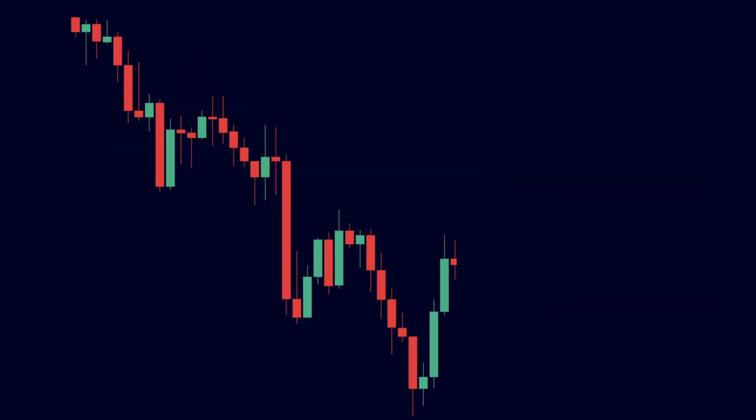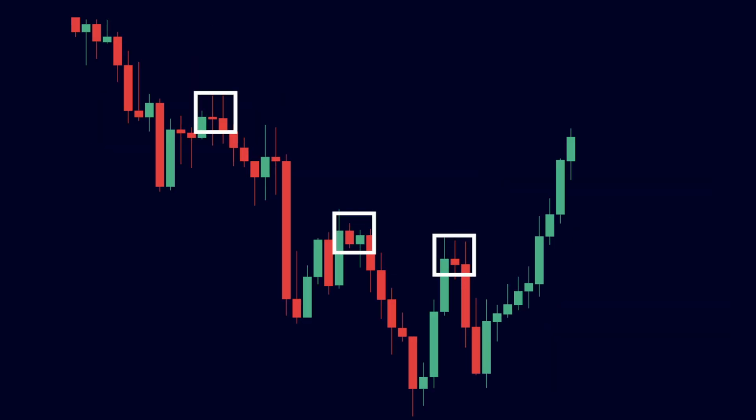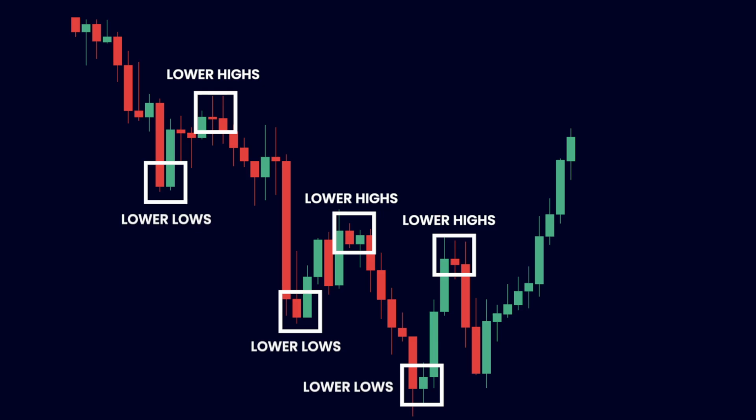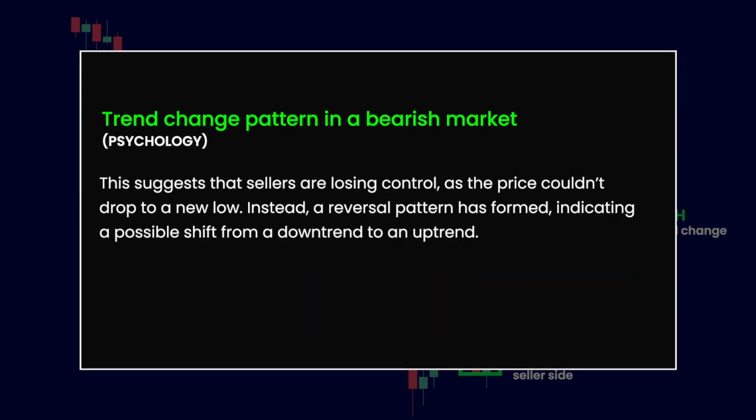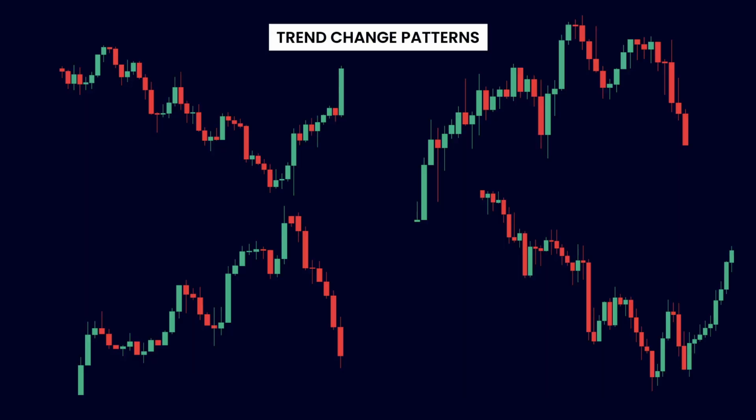Second variation. The price keeps making those lower highs and lower lows, but then it switches up and forms both a higher low and a higher high. That's a pretty solid sign that sellers are losing their grip, and a reversal could be starting. So yeah, from a price action point of view, these patterns show when the market's momentum is slowing down, whether it's buyers or sellers. And that's usually when reversals start to happen.